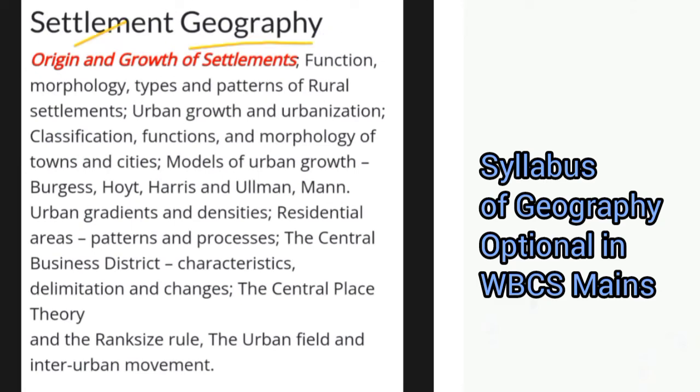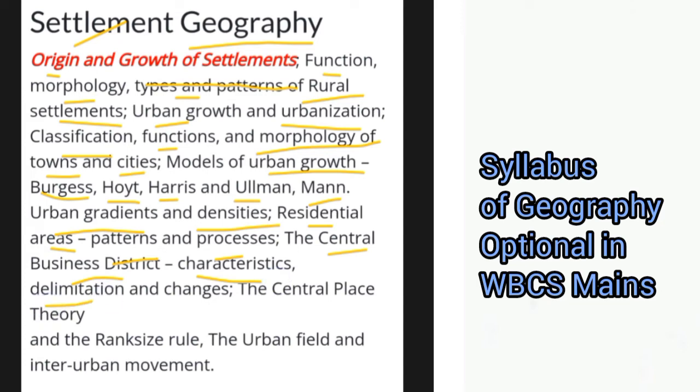Next comes settlement geography, the origin and growth of settlements, function, morphology, types and patterns of rural settlements, urban growth and urbanization, classification, functions and morphology of towns and cities, models of urban growth, then Burgess, Hoyt, Harris and Ullman, Mann, then urban gradients and densities, residential areas, their pattern, their process, the central business district, their characteristics, delimitation and changes, the central place theory and rank size rule, the urban field and the interurban movement.